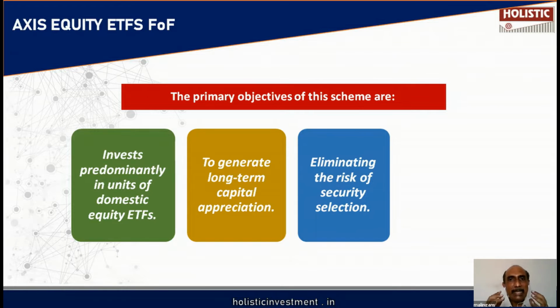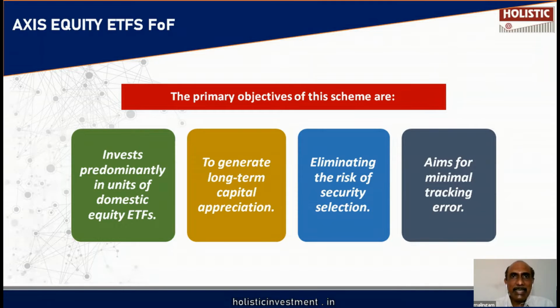What is meant by risk of security selection? When an equity fund is trying to construct an equity portfolio, what will they do? They have to study different stocks in the index, and they have to pick and choose. At times, if their logic or their analysis goes wrong, whatever they chose may not do well. So this is a wrong security selection. This is the risk of security selection in actively managed funds. But Axis Equity ETFs Fund of Fund is going to invest in passive ETFs only. Passive ETFs or index funds will not do security analysis. They will not pick and choose a particular share. They will buy the entire index. So this fund eliminates the risk of security selection.